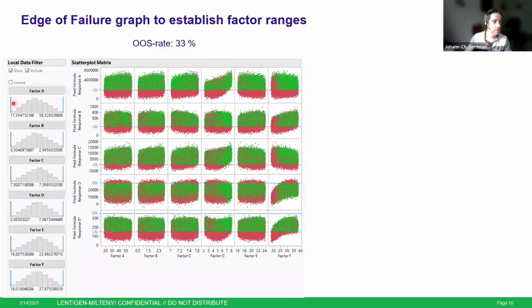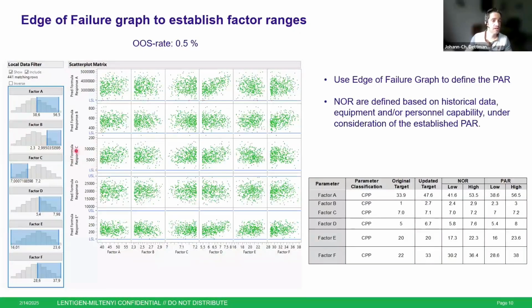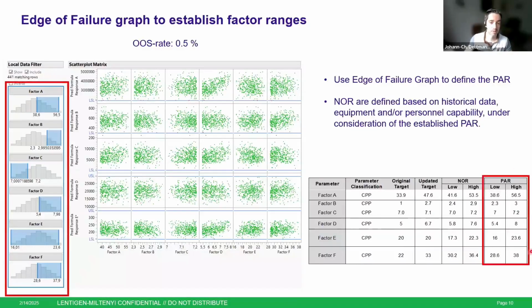So by manually adapting these limits, we are able to define process parameter ranges which are more meaningful, more sensible, more capable to allow a more robust production. Before, we had around 33% out-of-specification points. Now we are below 1%, which is really meeting our requirements. And these limits we manually defined are then used as our proven acceptable ranges for process parameters.